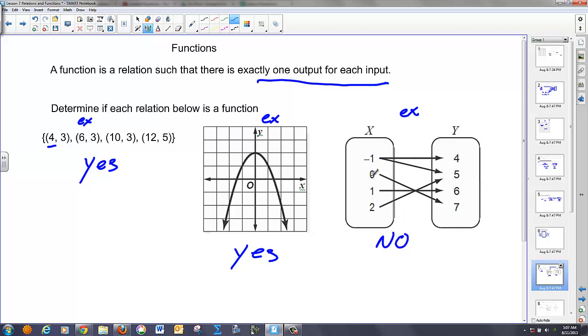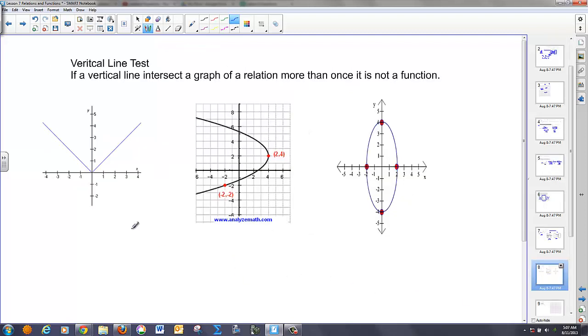For the input of 0, I get one output of 7. For the input of 2, I get one output of 5. For the input of 1, I get one output of 6. I think it's somewhat easier to see in our next example.